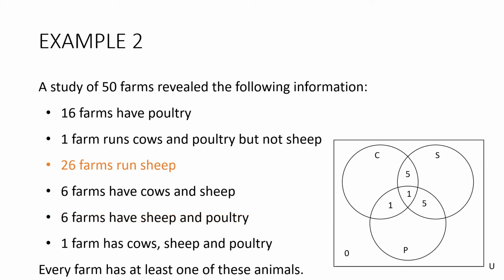And then let's do 26 farms run sheep. So that's this whole set here. We have already accounted for 11 of them. 26 take away 11 is 15. 16 farms have poultry, so that's this whole circle here. We have 5, 6, 7 already accounted for, so that means 9 in here. And then finally, adding up all those numbers, we know that there are 50 farms all up, so this number in here must be 14.